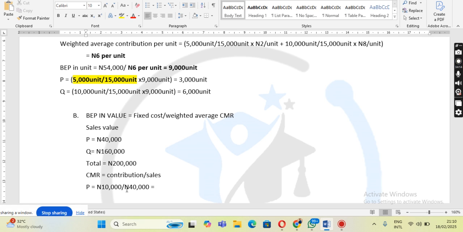So what is the contribution margin? 0.25, that is 25%. Good. The next one is Q. What is the contribution for Q? 80,000 naira. Divided by, what is the sales in value?